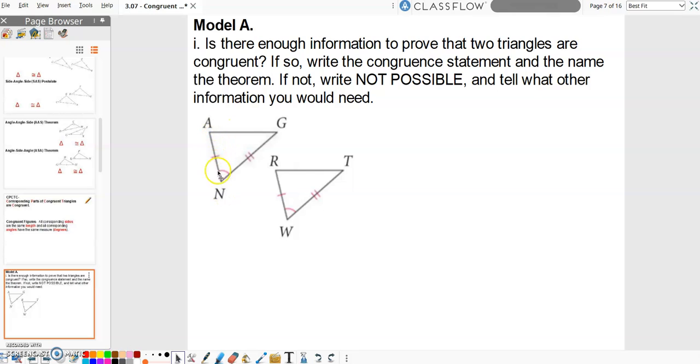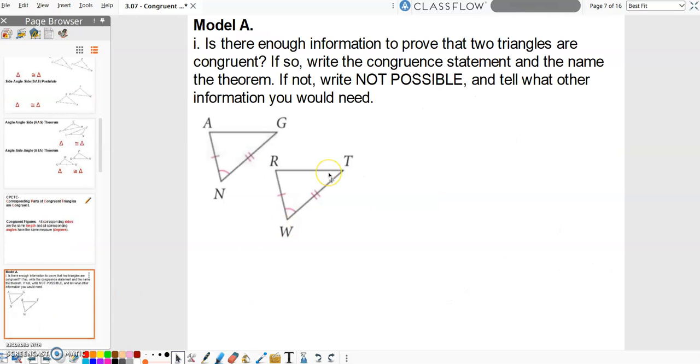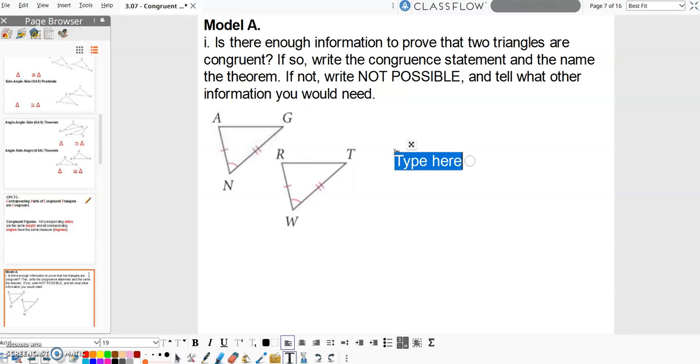So we have these two triangles, ANG and RWT. Well, we have two sides, AN and RW, that are equal. NG and WT are equal. And we have an angle in between them. So what we have is side, angle, side. Because of the side, angle, side postulate, these two triangles are congruent. So for our congruent statement, we would have a triangle. I don't have a way to write triangle on my computer. Just realizing that. I like the shape.